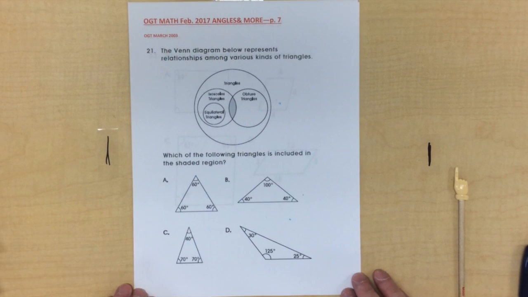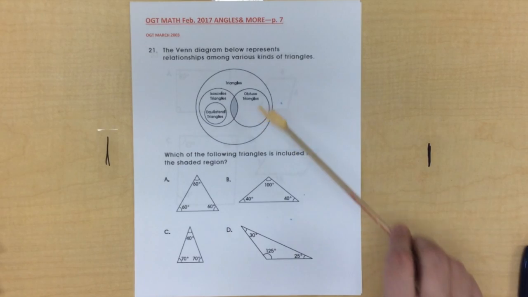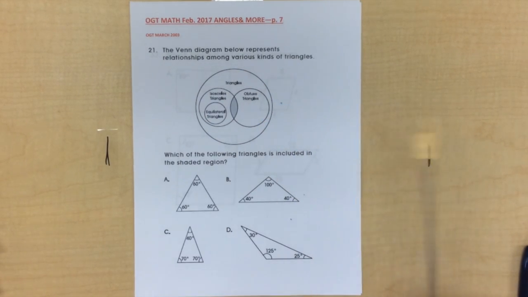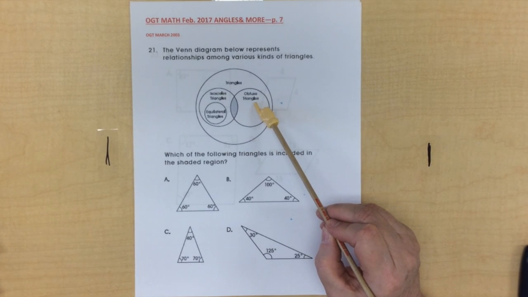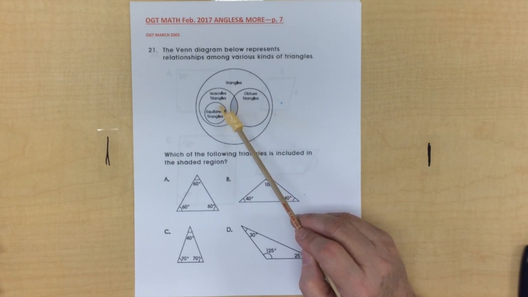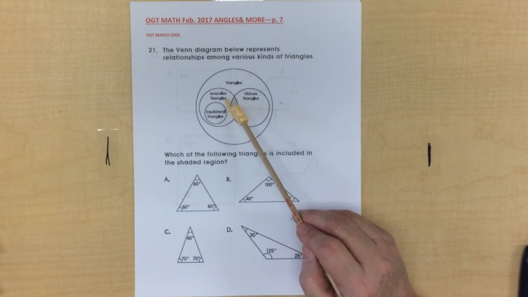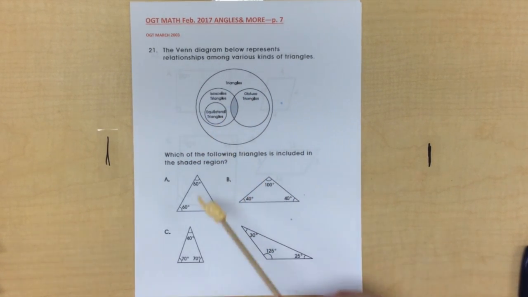Now this reminds me of the notes we took on the different types of triangles. So this whole large circle represents all the triangles in the world. These are the obtuse types. That's an angle greater than 90. These are the isosceles that have to have 2 angles the same or 2 sides the same. And then the equilateral triangles.